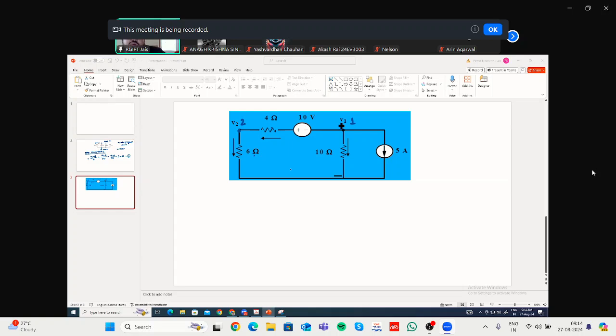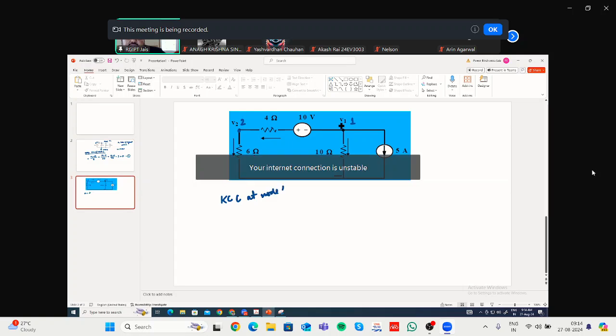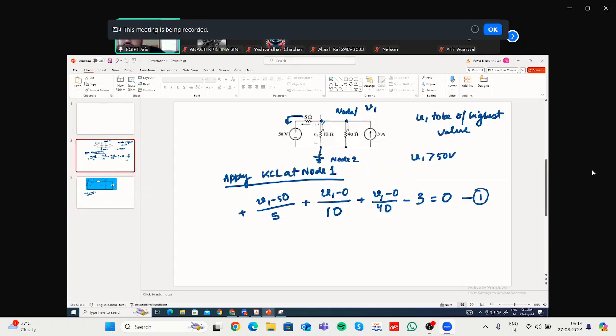So we have node 1 and node 2. Now there is a voltage source connected between node 1 and node 2. Then how do we write the equation? Similarly, you write KCL at node 1. There is also a 3 ampere current source.